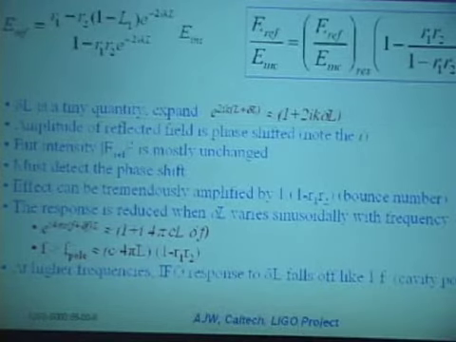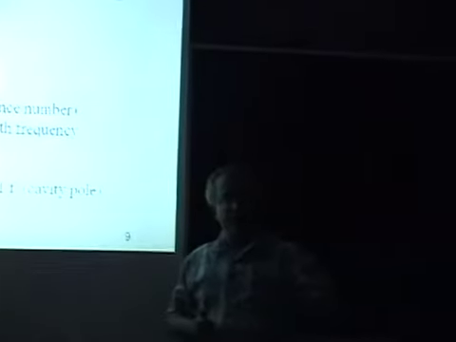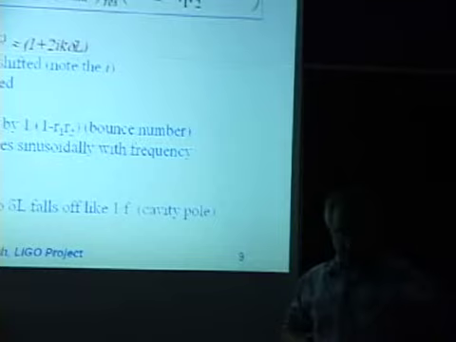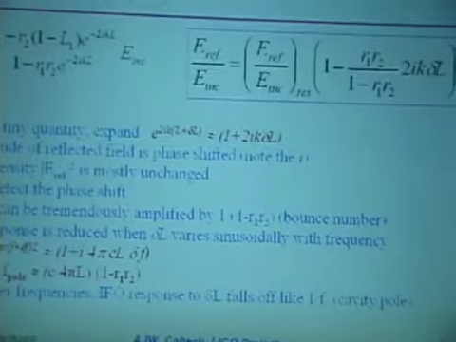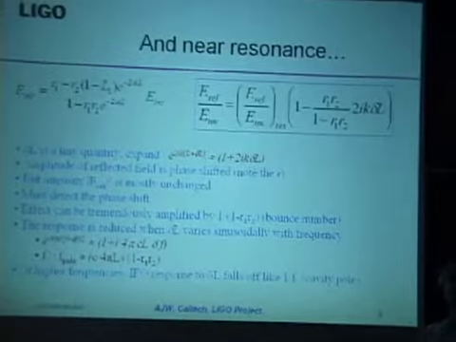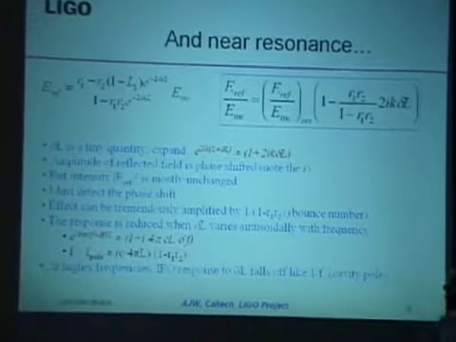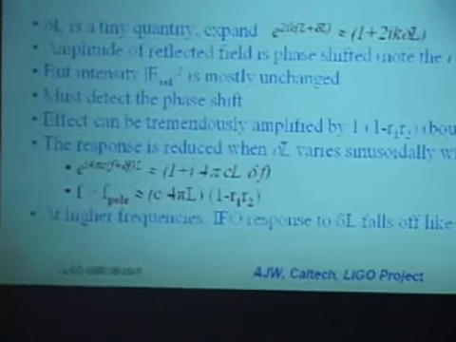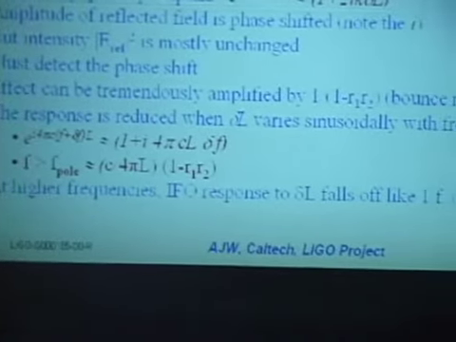And that is the effect that I referred to two or three slides ago: when the frequency of the gravitational wave gets large compared with the inverse of the storage time of the light inside the cavity, you start to lose sensitivity above the cavity pole frequency. So at higher frequencies, the interferometer response falls off like 1 over f. Okay? So this gives us a natural bandwidth.